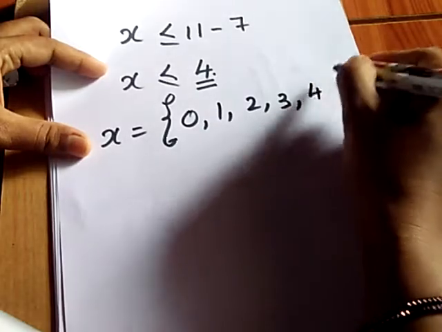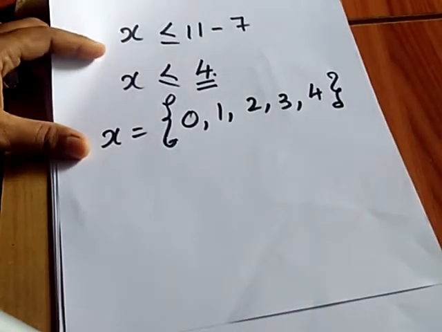Equal to 4 means the 4 will also be included. I hope you got this, children.